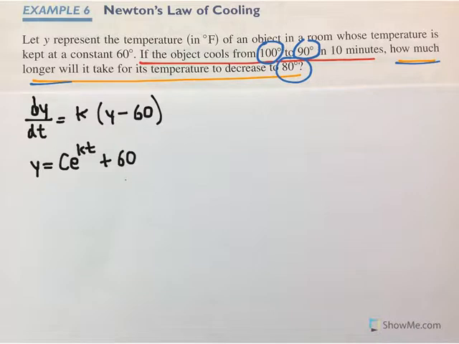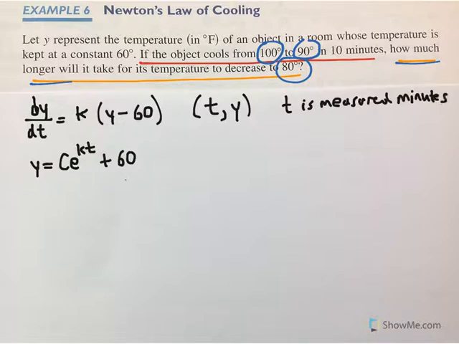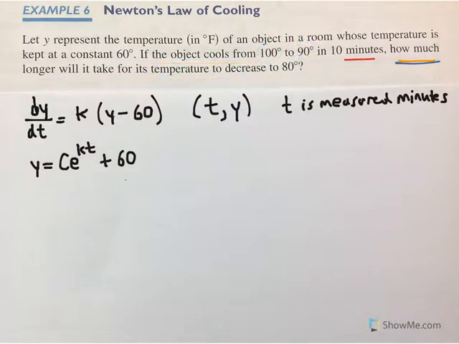So what we have here are ordered pairs of the form t for time and y for temperature. And we know that time is going to be measured in minutes. How do we know that? How do we know that time is measured in minutes? t is measured in minutes. The way we know that is because of the information that's given in the problem. You can see that temperature is given in degrees Fahrenheit right here, and you can see that time is measured in minutes. So we have ordered pairs for time and temperature.